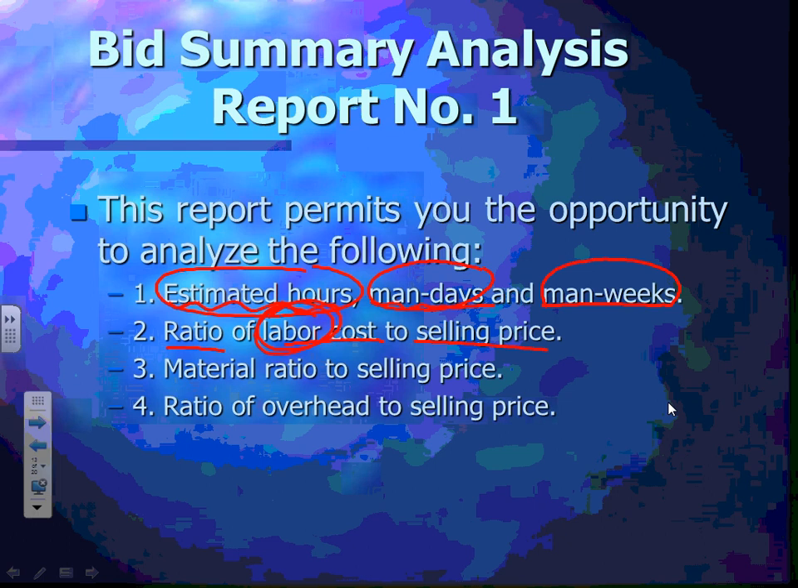Material ratio to the selling price, the percentage of the ratio. Was that 50% labor, 50% material of the selling price? Then you compare with the historic data that you have. Overhead of the selling price, and a bunch of other things, guys, that you can do.